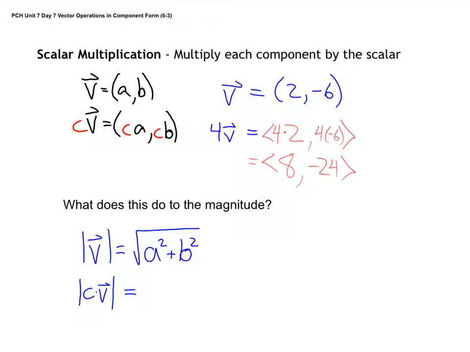Does this make sense? We got it? Okay. Now, does anyone have a guess as to what this is going to do to our magnitude? Multiply by 4. Yeah. In this case, it would multiply our magnitude by 4. Anytime you multiply a vector by a constant, it's the same thing as multiplying the constant by that magnitude.